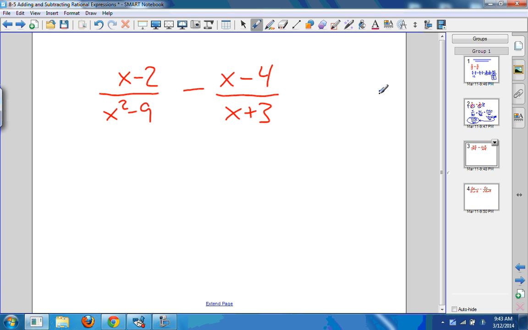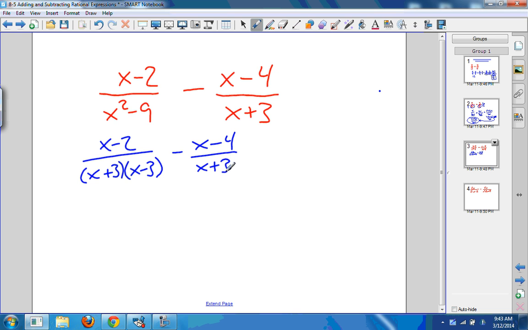Always think factor. So I'm going to rewrite this as x minus 2 over, that's a difference of squares, x plus 3 times x minus 3, minus x minus 4 over x plus 3. So you can see that in this denominator we have an x plus 3, and in this one we have an x plus 3 as well. So the only thing that I'm missing is x minus 3 in this one. So I can multiply this by x minus 3 over x minus 3 to get my common denominator.